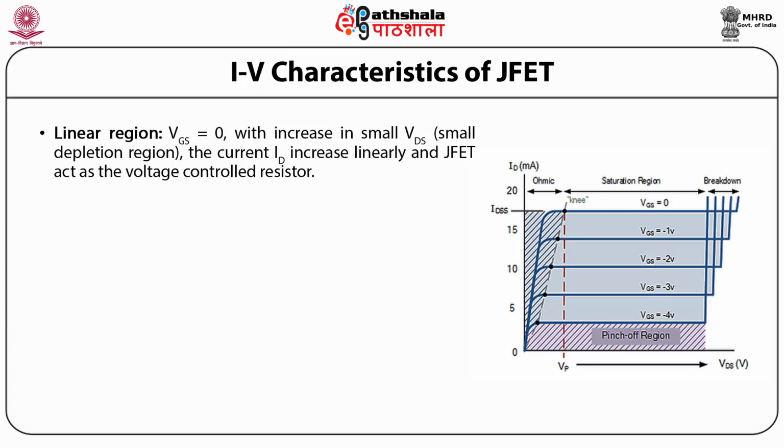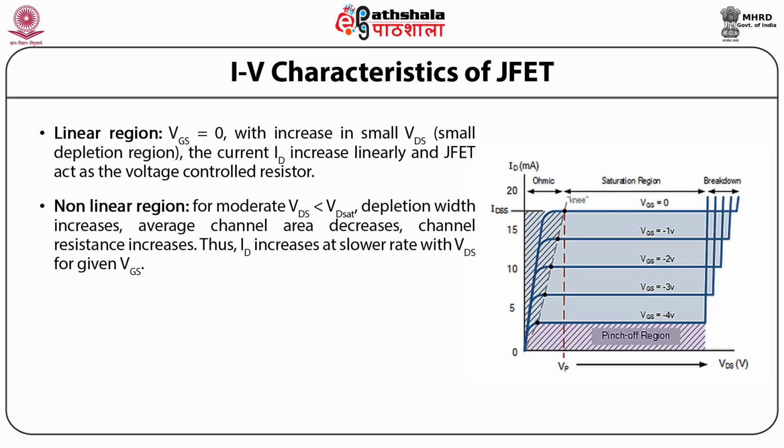The second is a non-linear region. A non-linear region is indicated by the region between the linear and the saturation region. So for moderate VDS less than VD saturation, the depletion width increases, the average channel area decreases, hence the channel resistance increases. Thus, ID increases at a slower rate with VDS for a given VGS.